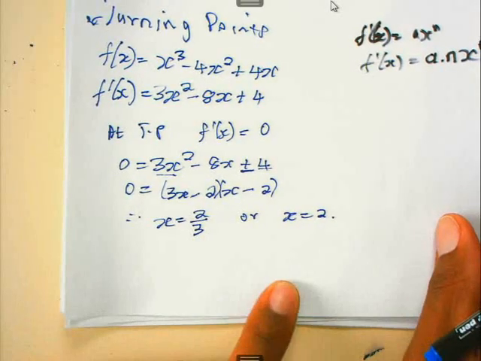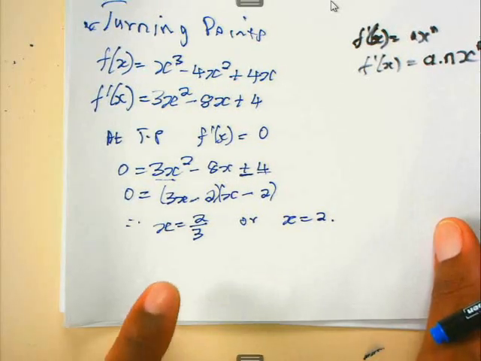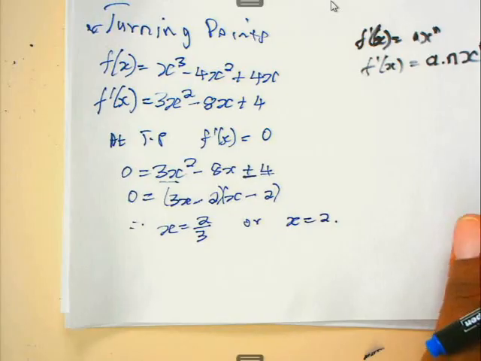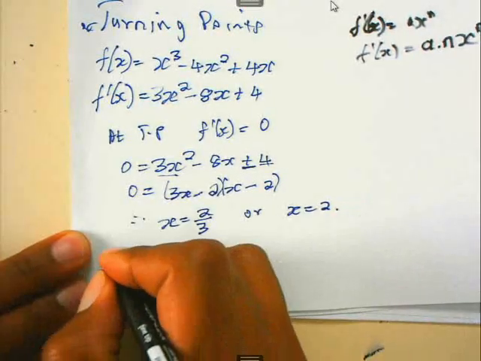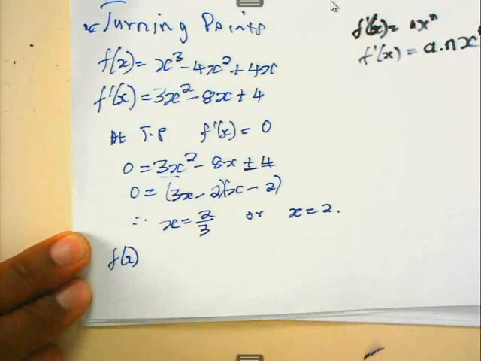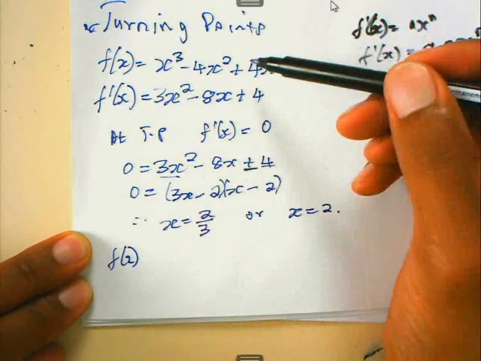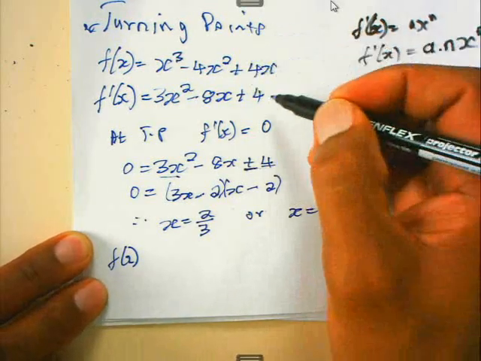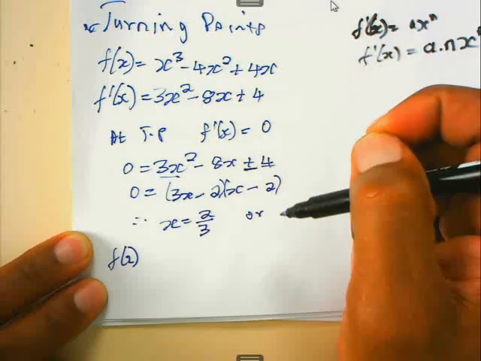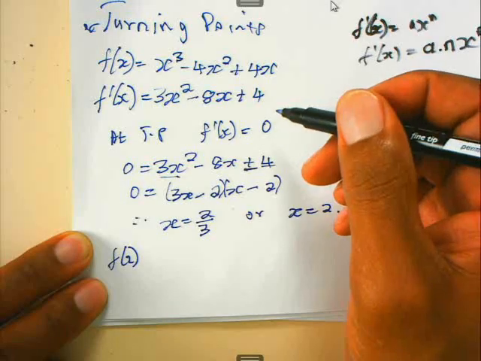If x is 2, what is the corresponding y value? If x is 2/3, what is the corresponding y value? Let me start with 2 first. F at 2, you said we take 2, we substitute it where? In the original. Please don't substitute it at the derivative. Do not substitute the x values at the derivative.